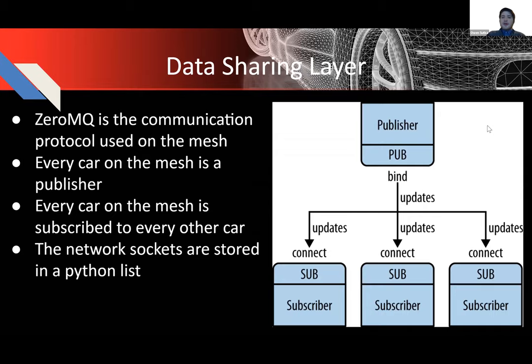And then on the data sharing layer, we use ZMQ as a communication protocol for the mesh because it didn't require any server side anything, like no higher level computation. It was just publishers and subscribers. So we had everybody being a publisher on the mesh and everybody being a subscriber. So that way, whenever a car published to all of its subscribers, which was all the cars in the mesh, every car could see it. And then the network sockets are stored in a Python list. We use a lot of Python for this project because it's quick to prototype and build.